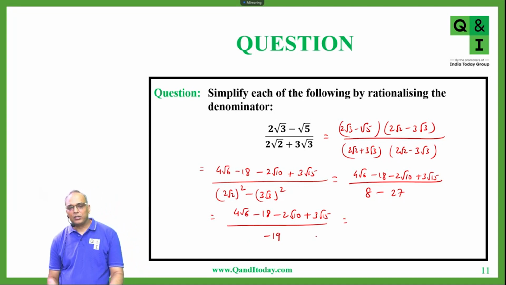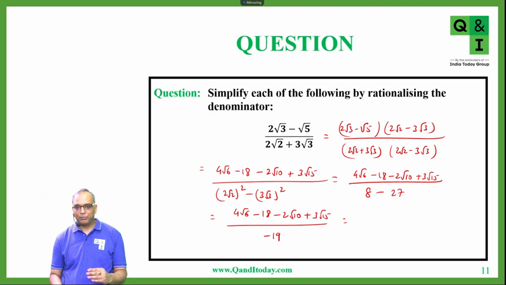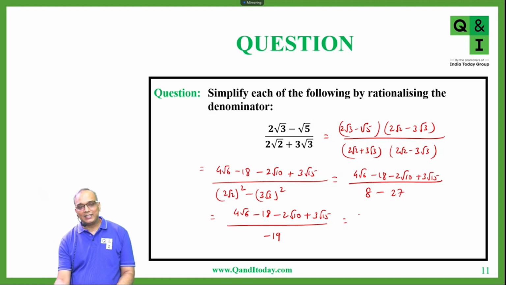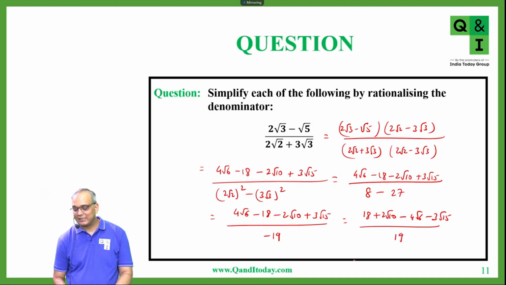Now you should not have a negative in the denominator in standard form. So you will multiply both numerator and denominator by -1 so that you can get rid of this negative sign in the denominator. So the signs in the numerator will change. So in the numerator you will have 18 plus 2 root 10 minus 4 root 6 minus 3 root 15, divided by 19.